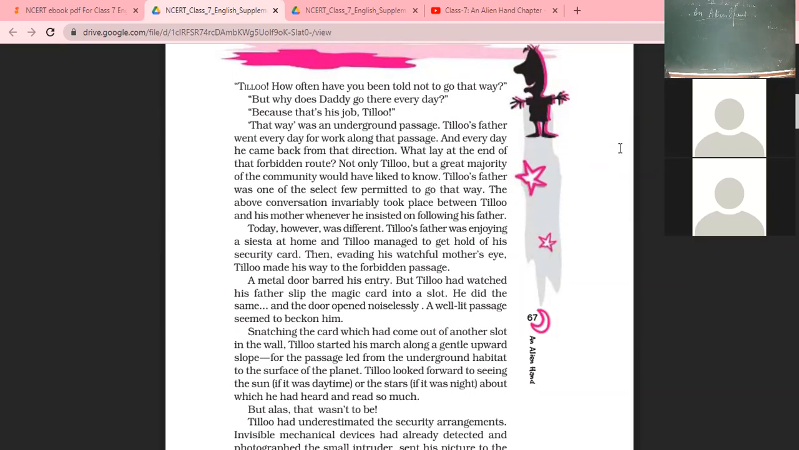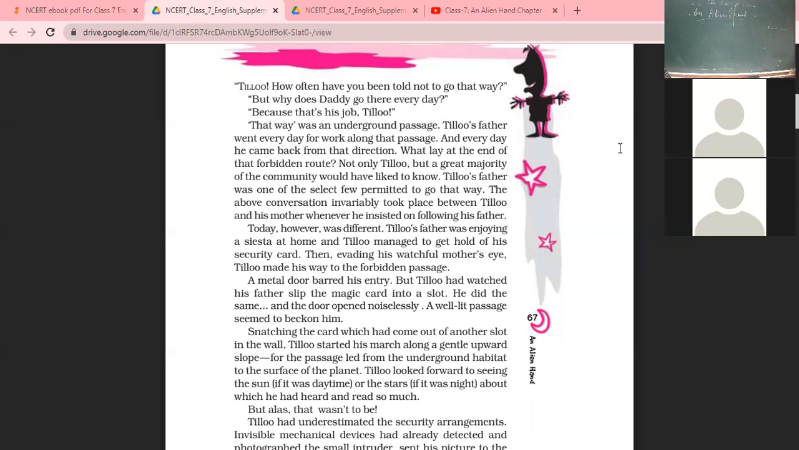What lay at the end of that forbidden route? So what was there at the end of that forbidden route? Why was he not allowed to go there? Not only Tilu, but a great majority of the community would have liked to know. A great majority means all the people around them. They wanted to know where his father is going. He has a special card to pass through this passage, and ultimately where is he going?